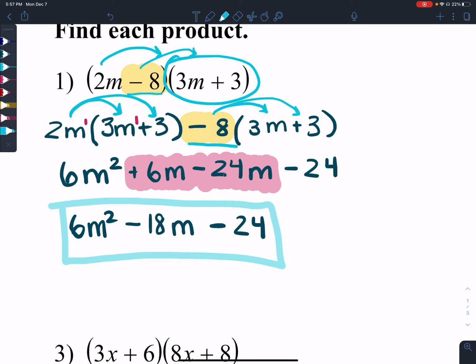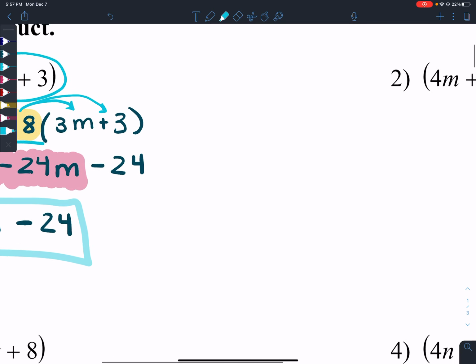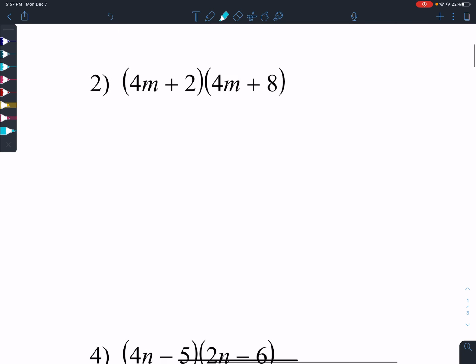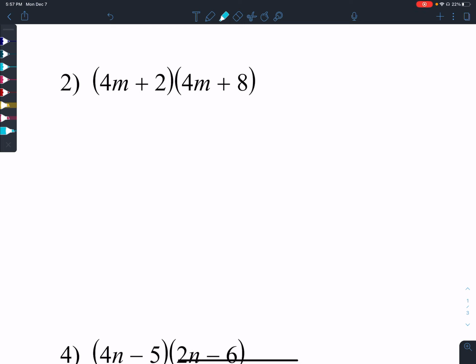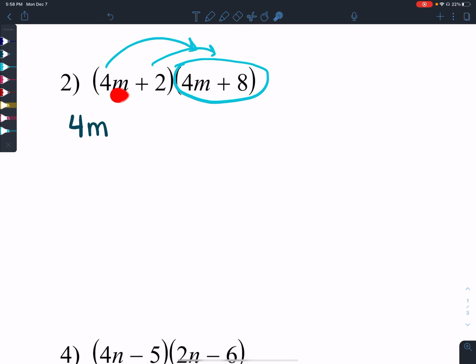We will do one more so you can get the hang of this. So let's slide it over here to number 2. Here we have 4m plus 2 times 4m plus 8. We're going to do that setup again, circle the entire second bracket. We're going to have a distribution going on over here, so let's set that up and rewrite it. So 4m, our first term from our first set of brackets, times the entire second bracket, so times 4m plus 8.